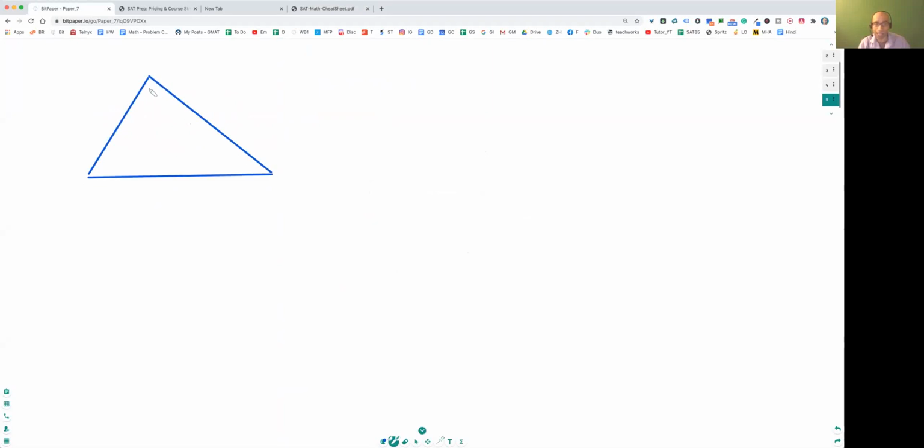The sum of the angles inside a triangle, right? This plus this plus this. You already know it's 180, but there's a formula for it. It's called n minus 2 times 180. So if n is the number of sides, this is the first.